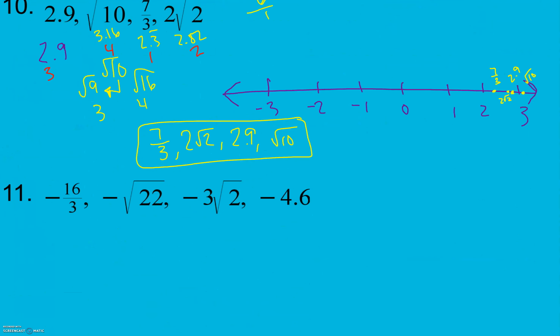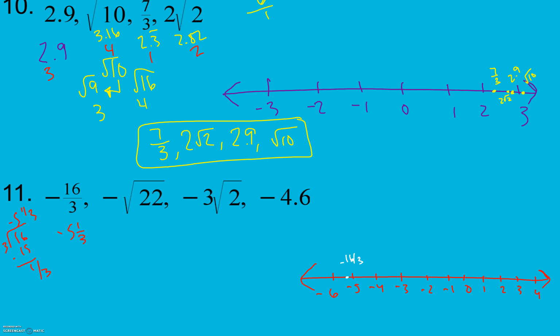11 here. -16 divided by 3 is 5 with a remainder of 1, so 1/3. This is -5 and 1/3. So it's going to be a little bit past -5. A third of the way past.